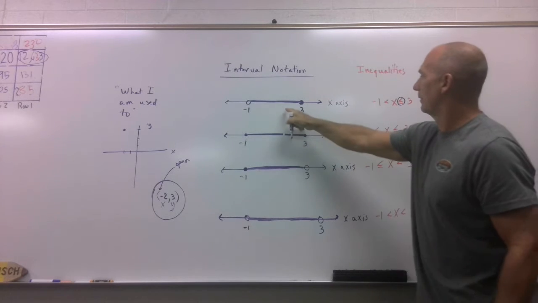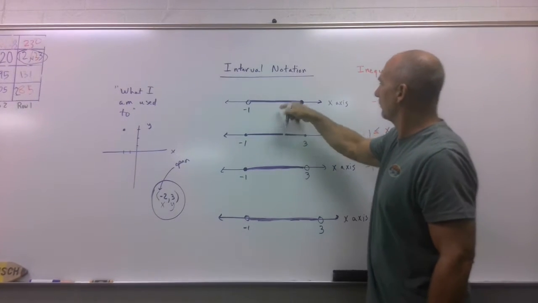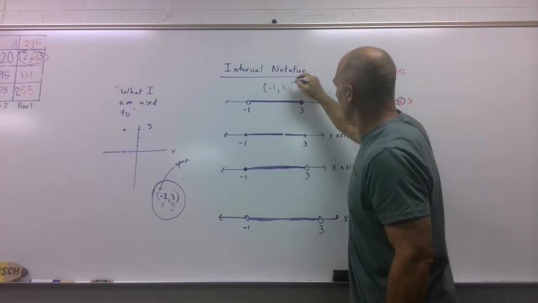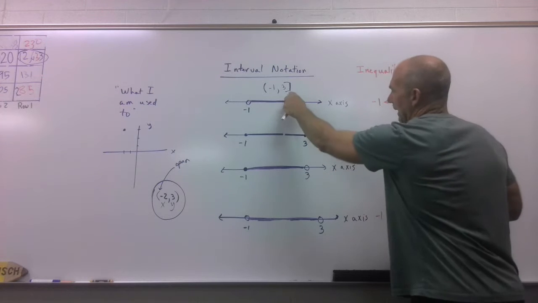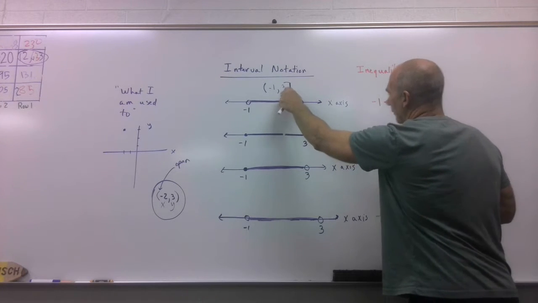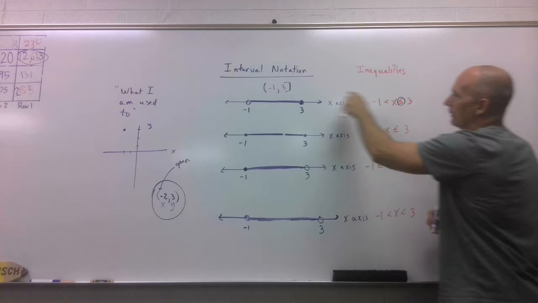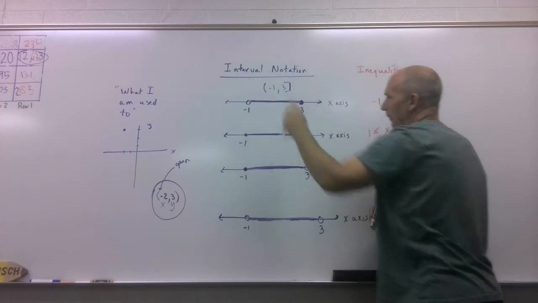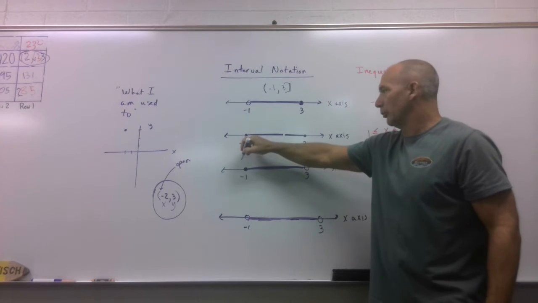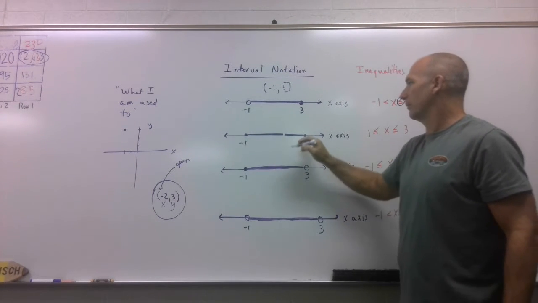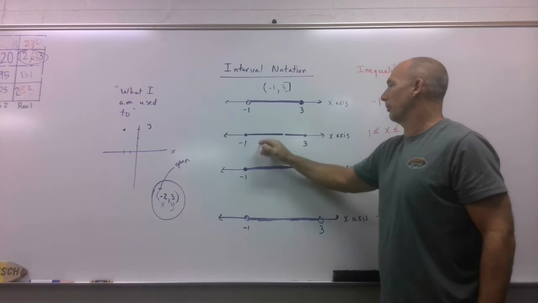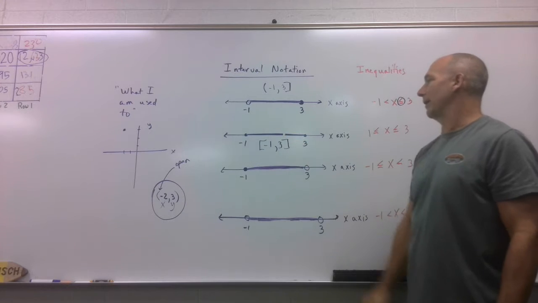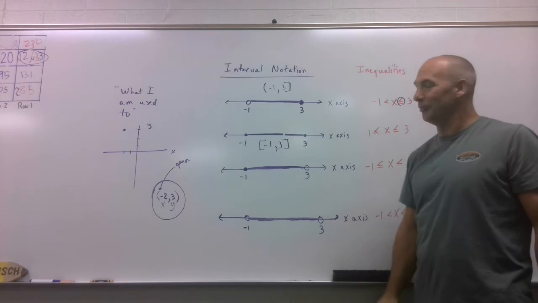So, for example, this one right here, I would say parentheses, -1, all the way up to 3, bracket. Now the bracket, remember, means it includes 3, just like this meant it includes 3. The parentheses means it does not include -1. So there's the difference. This one, it includes -1, it includes 3, and everything in between. So I'm going to use a bracket, -1, comma, 3, bracket. A little bit different, but not a big deal.